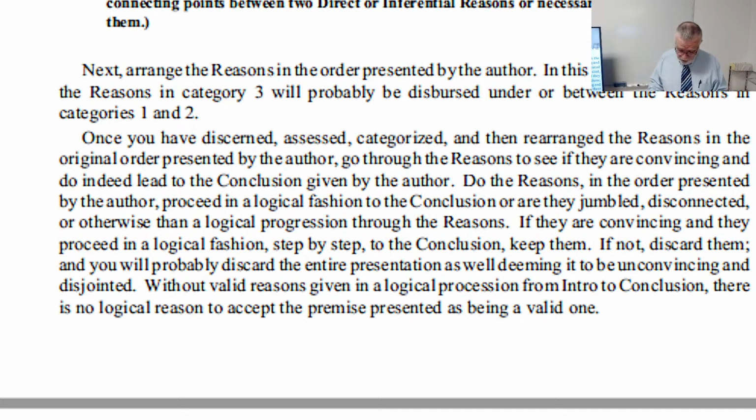If they are convincing and they proceed in a logical fashion, step by step to the conclusion, keep them. If not, discard them. And you will probably discard the entire presentation as well, deeming it to be unconvincing and disjointed. Without valid reasons given in a logical procession from intro to conclusion, there is no logical reason to accept the premise presented as being the valid one. If it doesn't lead you there, if I've got a map and it tells me turn left and go 15 miles, and go along, and I'm going to get to Ogden, but I wind up in Logan, well, I'm going to throw that map out.